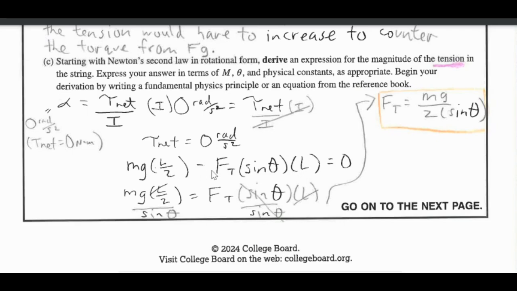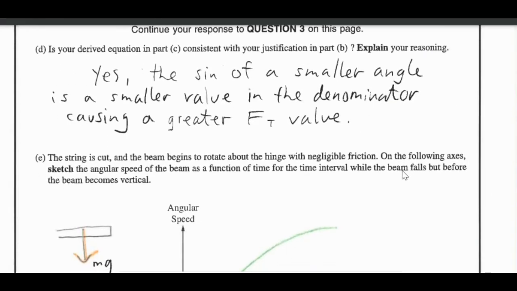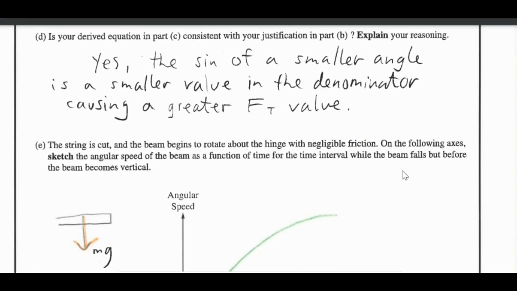So I scooted over the Ft sine theta L to the other side, basically rearranged it a little bit. I crossed out the L's, they cancel out, which leaves mg, and then 2. The 2 is basically in the denominator, and then divide both sides by sine of theta. So then the sine of theta joined the 2 in the denominator, and our Ft equals mg divided by 2 sine theta. Now next, is your derived equation in part C consistent with your justification in part B?